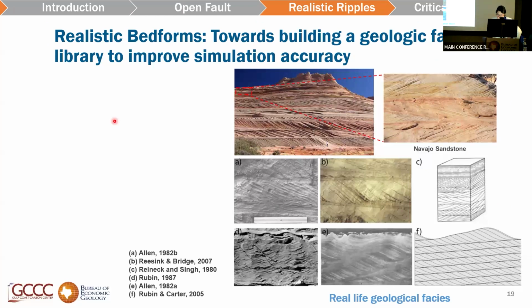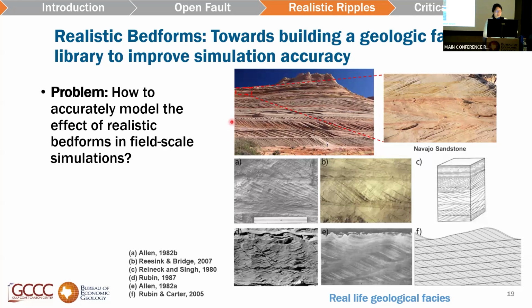And now we move on to our next set of experiments. This is now looking at small scale heterogeneities. Here on the left-hand side, you see all these different kinds of realistic sedimentary bedforms that you see in nature, both in outcrop and also in the subsurface.